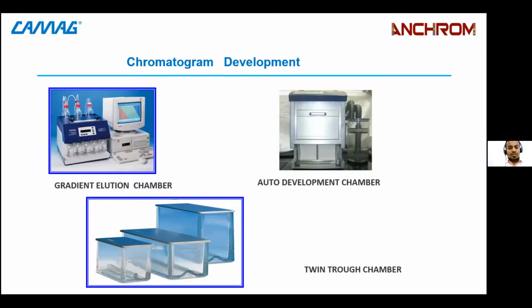You can perform the separation in one step, but for multiple development, you can go for the AMD2, which is present on the left side of the screen. In this module, you can develop the same plate in a number of steps, like the first step with a different mobile phase, and in the second step you can change the composition of the mobile phase. You can change the polarity of the mobile phase. So if the work requires this, you can use AMD2.